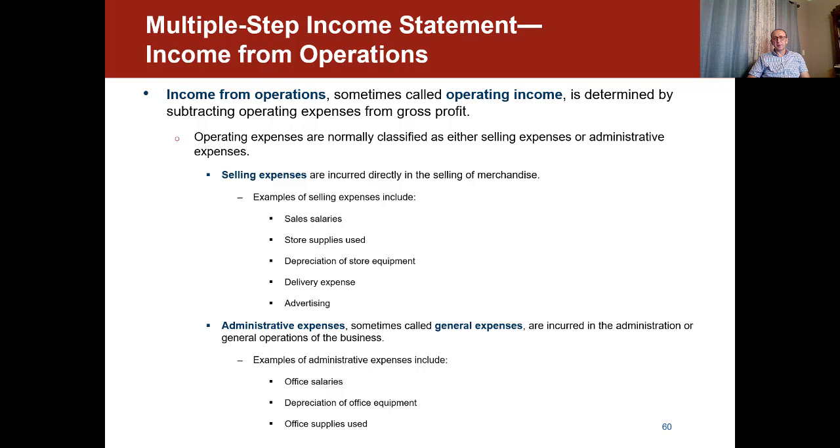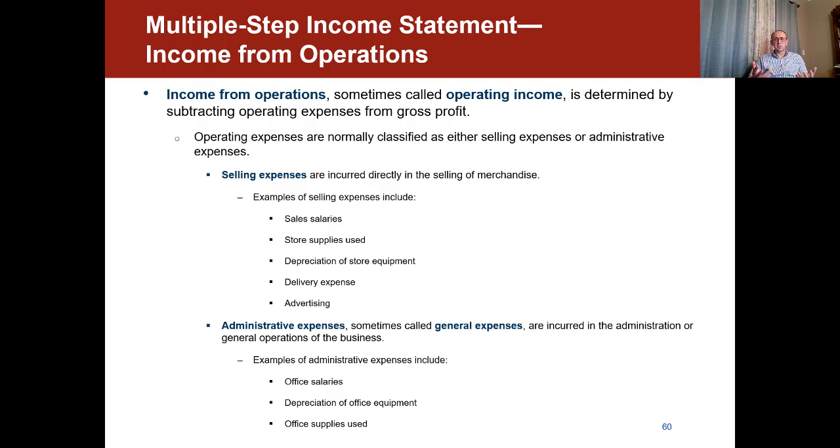Now let's see the income from operations. Income from operations is typically divided into two parts. We have the selling expenses and administrative expenses, which we subtract from the gross profit to get to the income from operations. As it says here, sometimes we also call it the operating income. How is it determined? It's determined by subtracting operating expenses from gross profit. So what are the operating expenses? Again, as I said, operating expenses consist of two things: the selling expenses and administrative expenses.